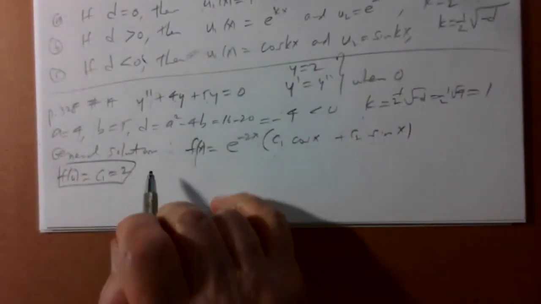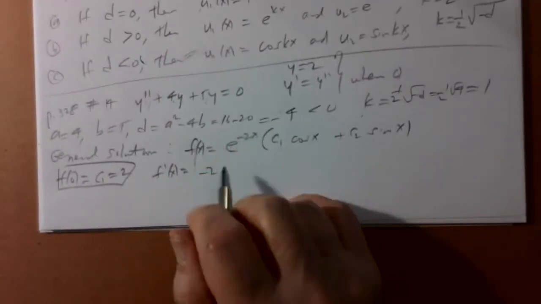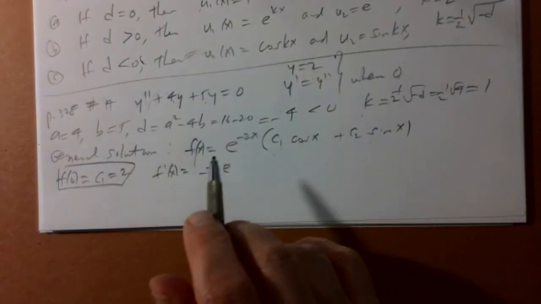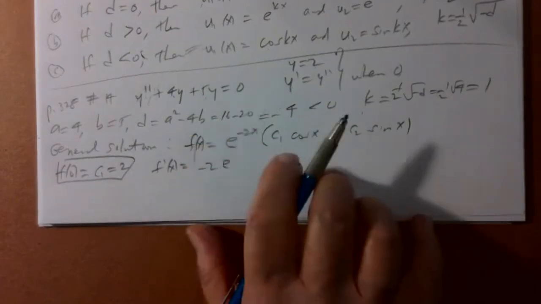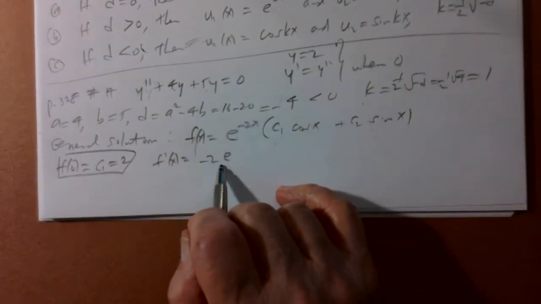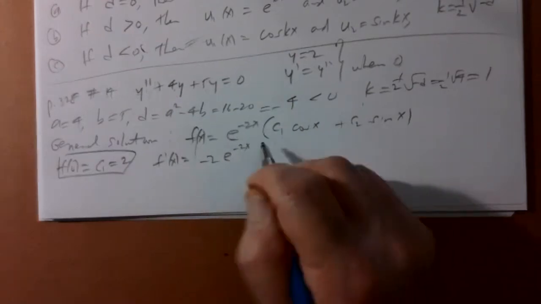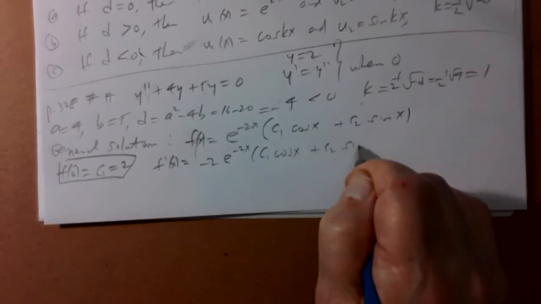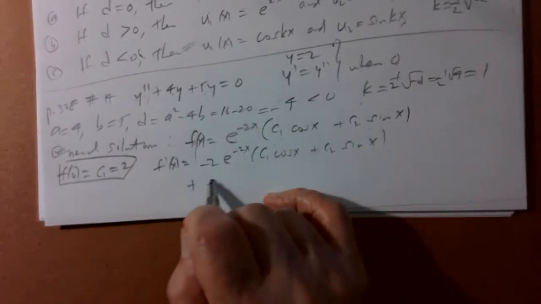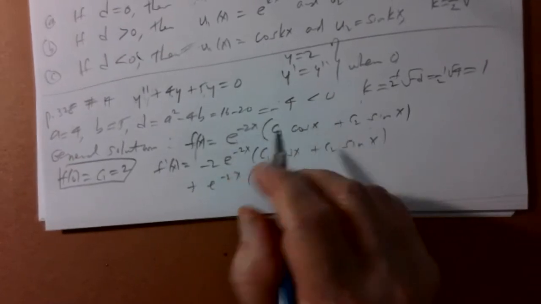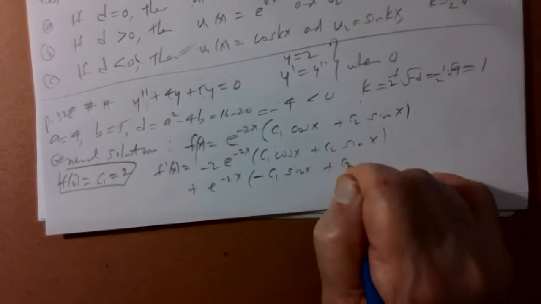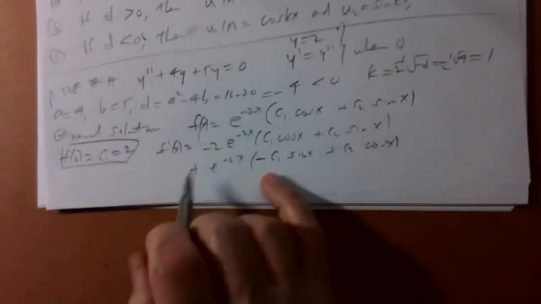So we have to differentiate. When you differentiate, you get minus 2. Might need another piece of paper because this is going to be a longer calculation. We'll see if it squeezes in. F prime of x is minus 2 e to the minus 2x, c1 cosine x plus c2 sine x, plus e to the minus 2x times the derivative of this, which is minus c1 sine x plus c2 cosine x.